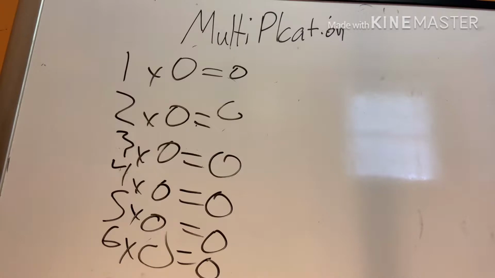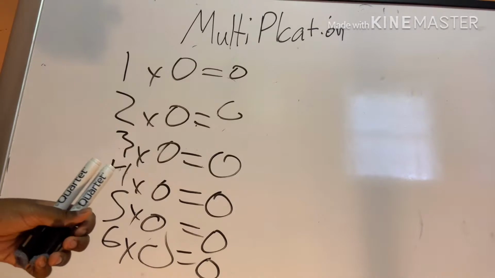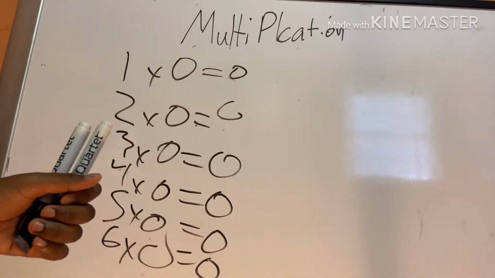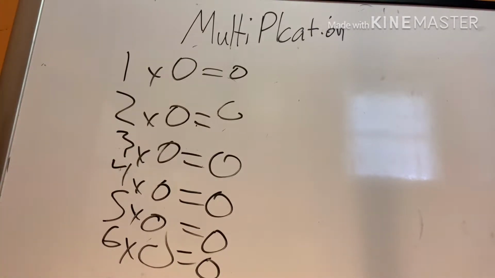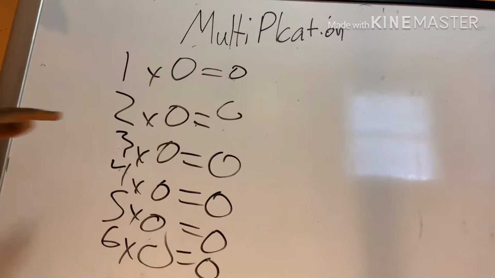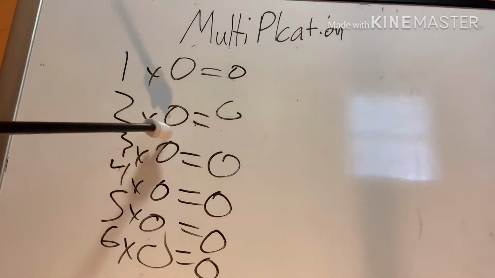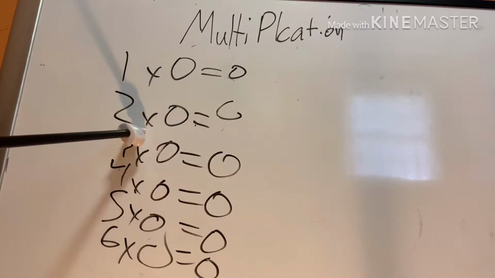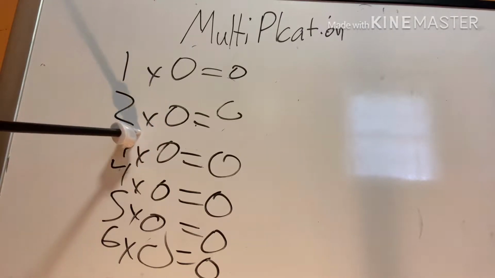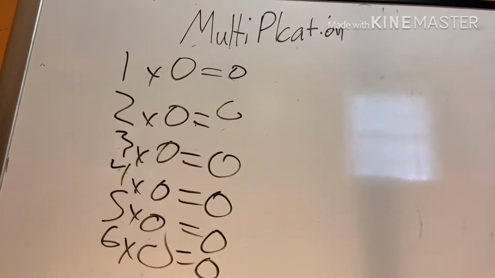So I have 2 markers and I want to multiply that by 2 scissors. But I don't have any scissors, so I have to multiply it by 0 scissors. How many scissors would I have after that? 0 still. So 0 times any number will always equal 0.